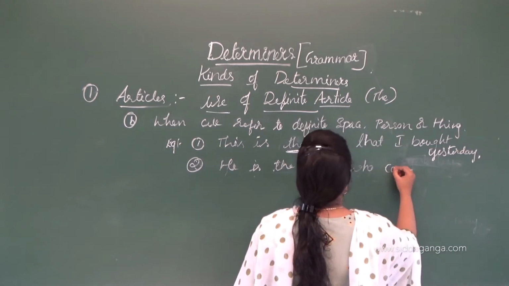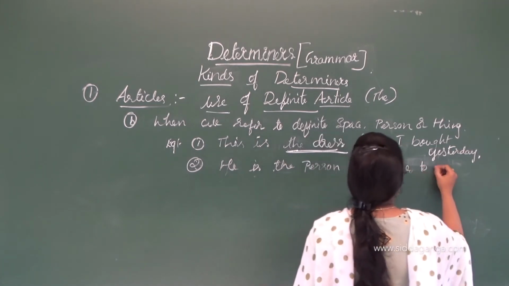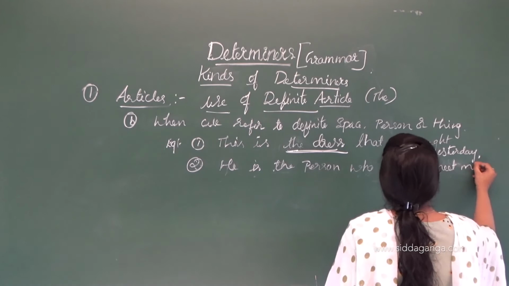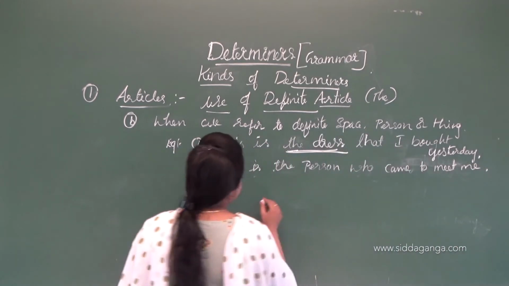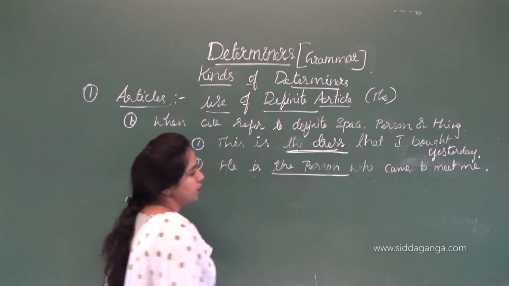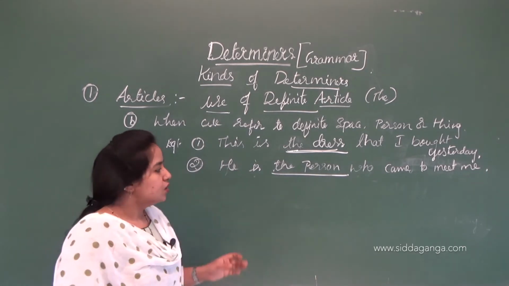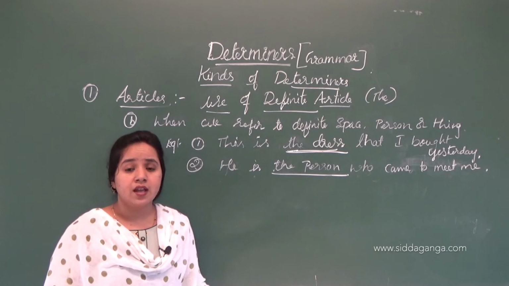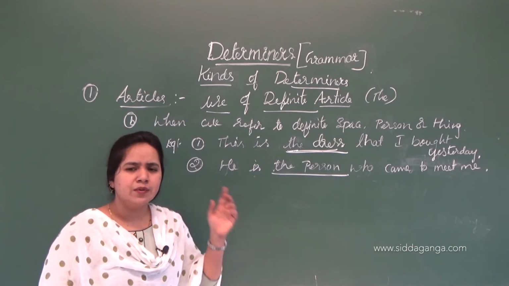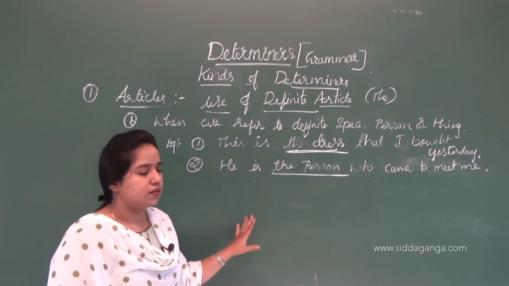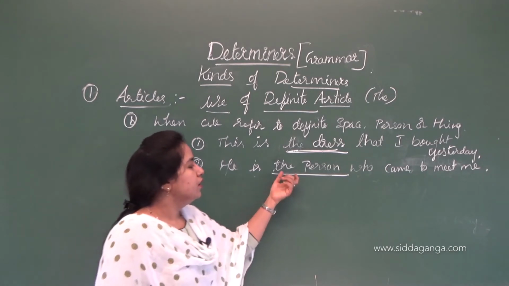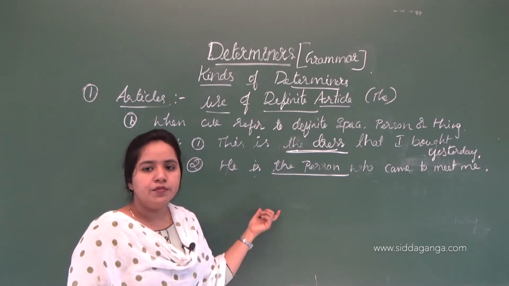Who came to meet me? This is the person. It's about a definite person, the particular person. So there are no doubts and no confusion at all. It's about a particular person, a definite person. So in that case we use the definite article before the noun.